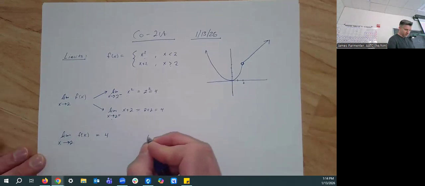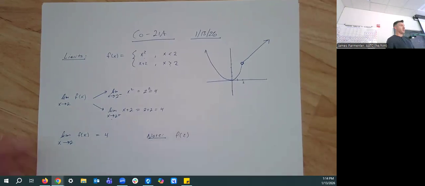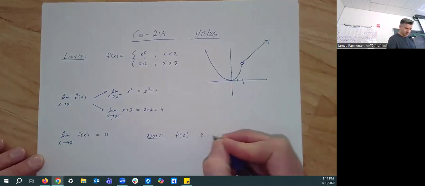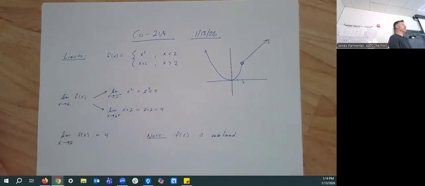Note, or just as a point of interest here, f of 2 is undefined, right? This function is not defined at 2. The limit has nothing to do with what's happening at x equal to 2. X equal to 2 could be literally anything, and the limit is still asking what's happening as x gets closer and closer and closer to 2.